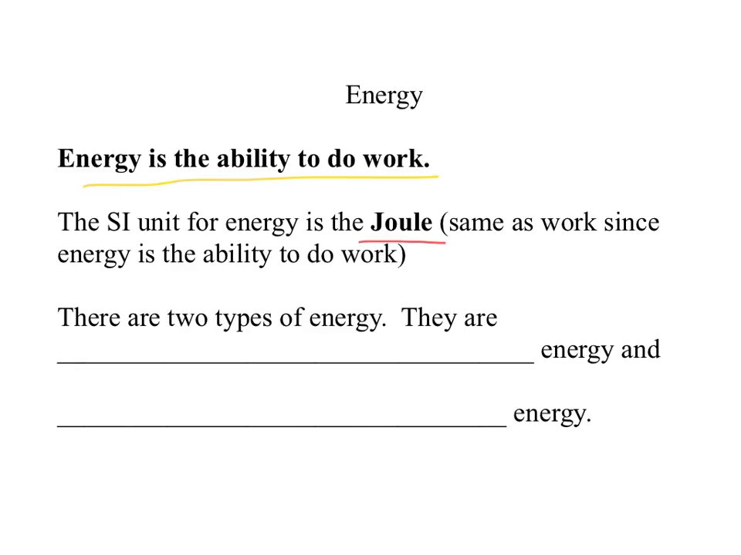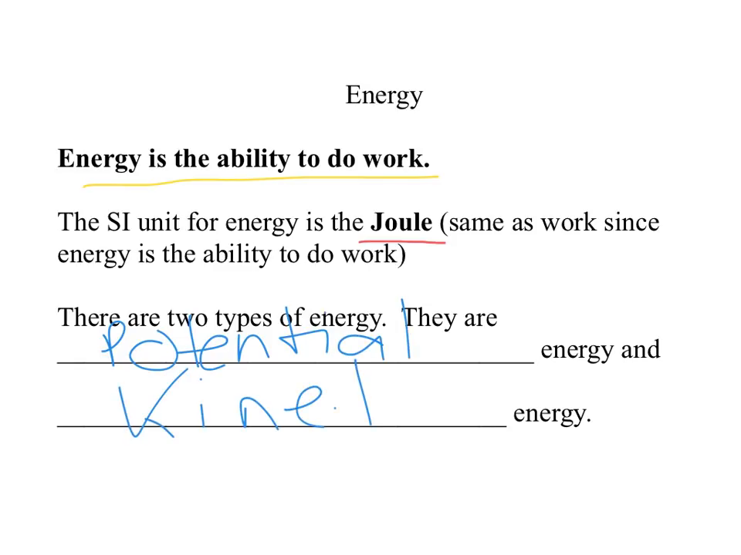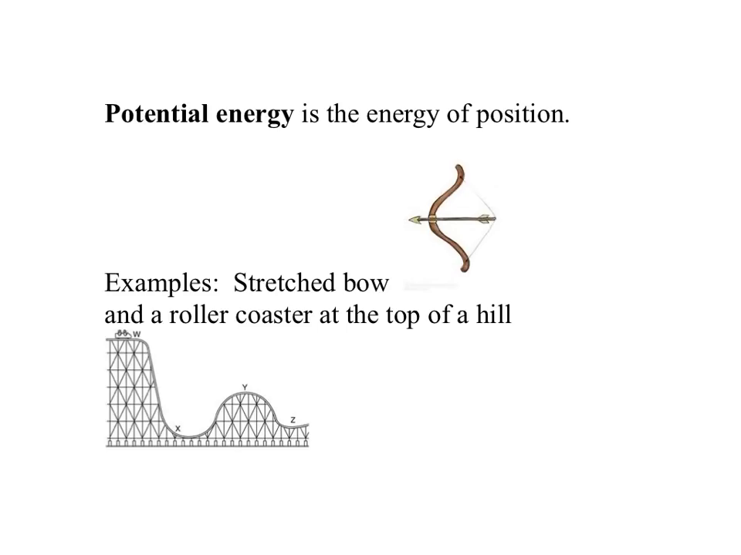And there are two types of energy. One is potential, and the other one is kinetic. So the first one, potential energy, is the energy of position. And the energy of position means it has energy, but it's not actually using the energy yet. You may have heard the expression, you have so much potential. It means you could be doing great things, but you're not actually doing them yet.